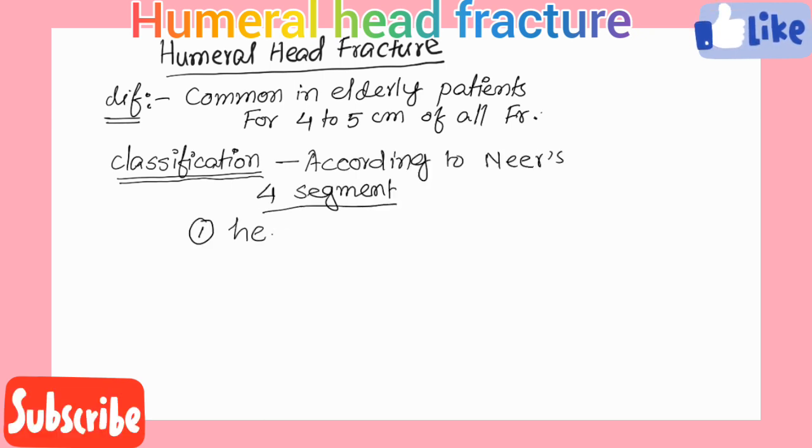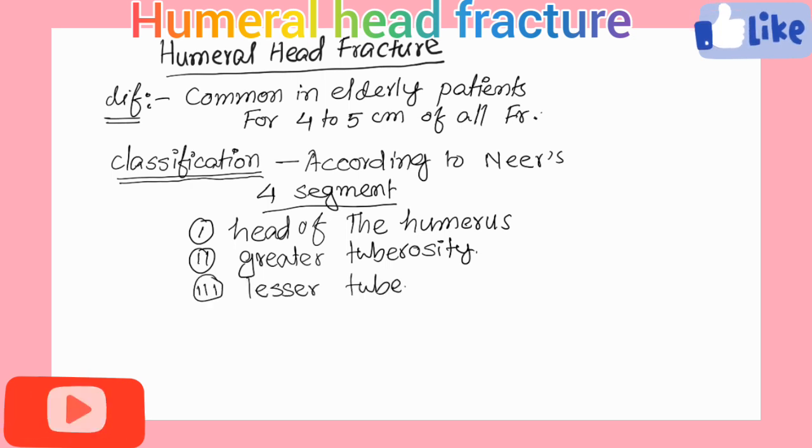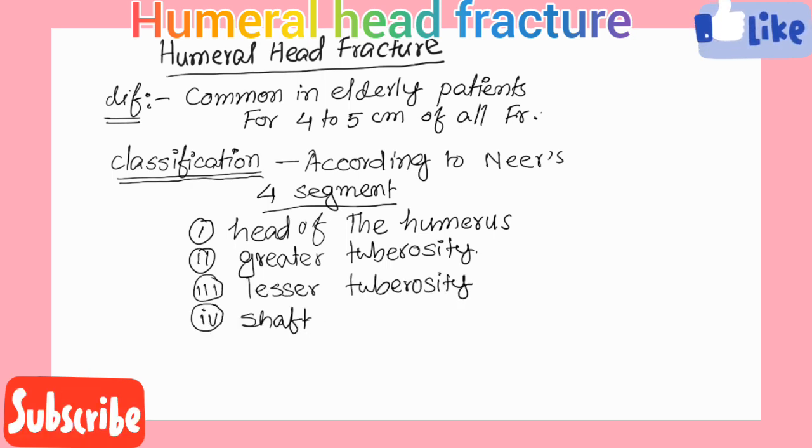The four segments: the head of the humerus, the greater tuberosity, the lesser tuberosity, and the shaft of the humerus.